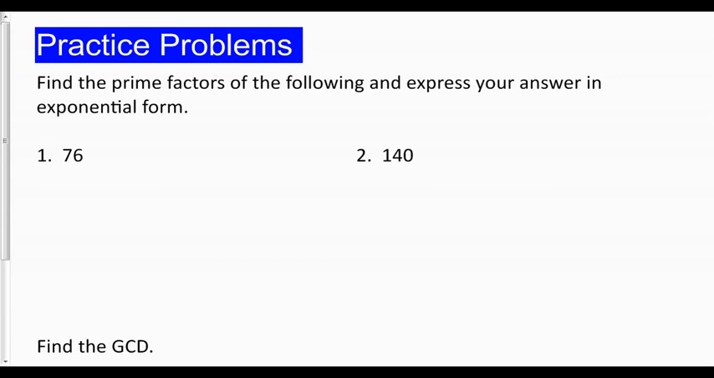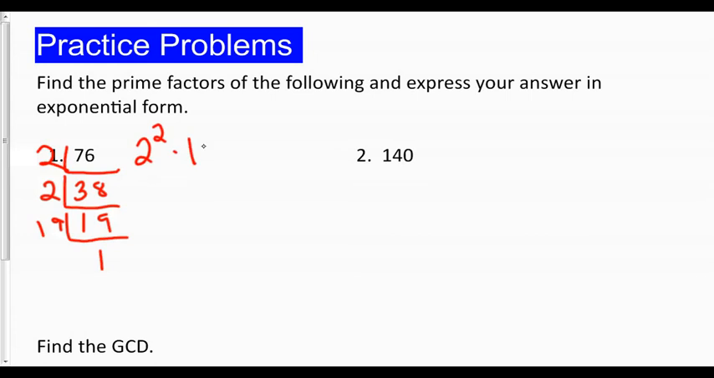All right, I want to find the prime factors of 76. So what I'm going to do is I'm going to take 76 and I'm going to divide here. I know 2 goes into 76. 2 is going to go into 76 38 times. 2 will go into 38 19 times. And 19's prime, so the only thing except for 1 that goes into 19 is 19. So my prime factors of 76 are 2 squared times 19.